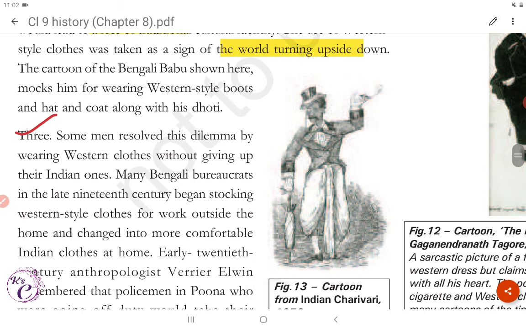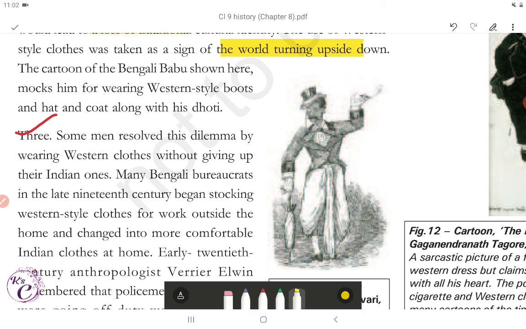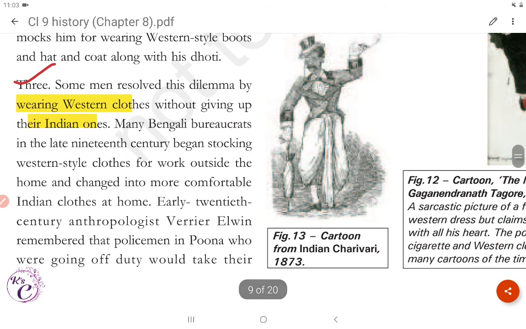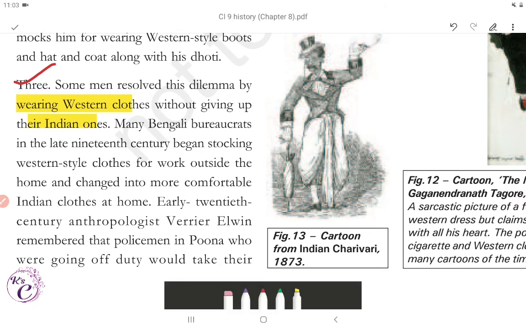Some men resolved this dilemma by wearing Western clothes without giving up their Indian ones. Many Bengali bureaucrats in the late 19th century began stocking Western style clothes for work. So they wore Western style clothes for work outside the home and changed into more comfortable Indian clothes at home.